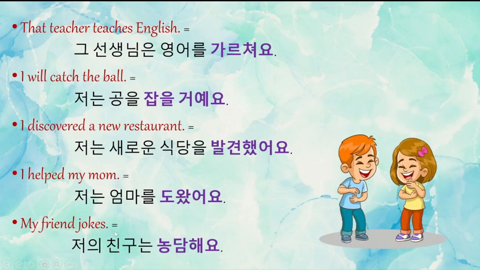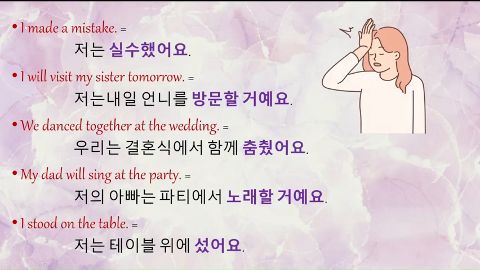My friend jokes. 저의 친구는 농담해요. Very simple. You just have to use this verb 농담하다 in the present tense. Okay? So as you can see, it is very easy for us to use these verbs in sentences. Let's move ahead. I made a mistake. 저는 실수했어요. 실수하다 in the past tense.